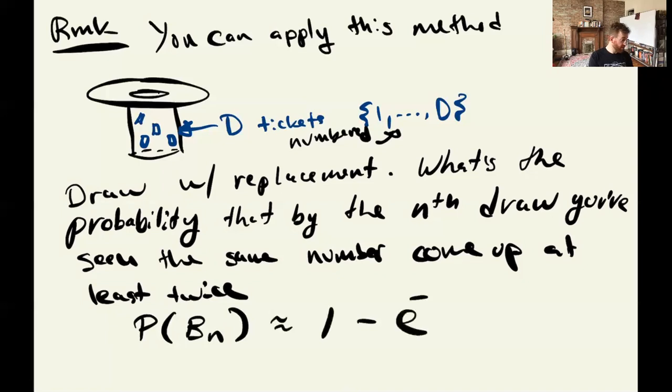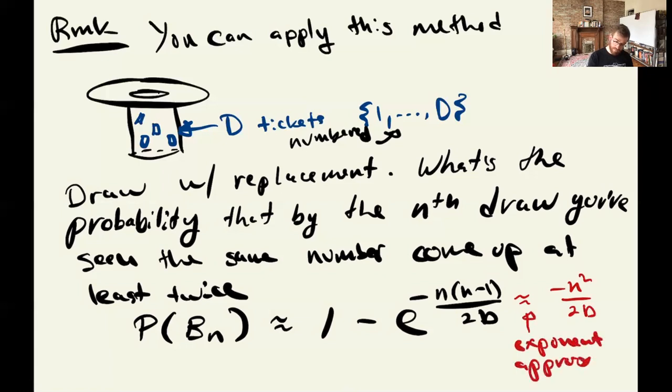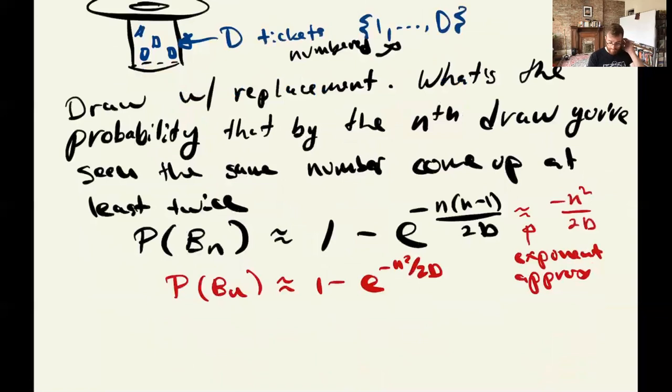So one minus e to the minus n times n minus one over 2d. But again, you can approximate this top by n squared over 2d. Either one's fine. So we get one minus e to the minus n squared over 2d. Both are fine approximations, maybe one's slightly tighter. All we were using was something like the analog in physics of the small angle approximation, where sine of x is approximately x. Here we're saying that one minus x is approximately e to the minus x.